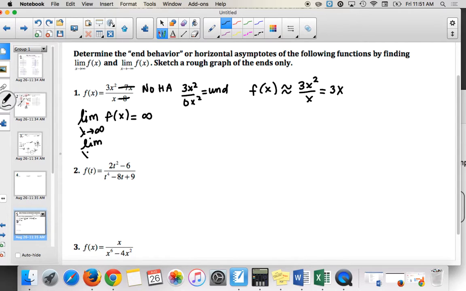If I plug in a very large negative number, do I get a positive or a negative? A negative number, right? So that means on the ends of my graph, as I go to infinity, I go up. As my x value goes to negative infinity, I go down. That's all I want you to draw, just the ends of the graph. Does that make sense? And I want you to write it this way too, obviously.